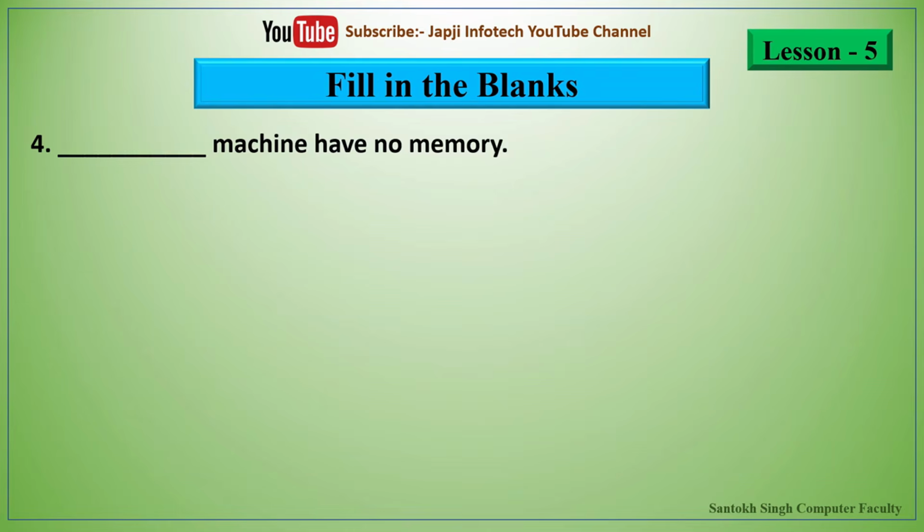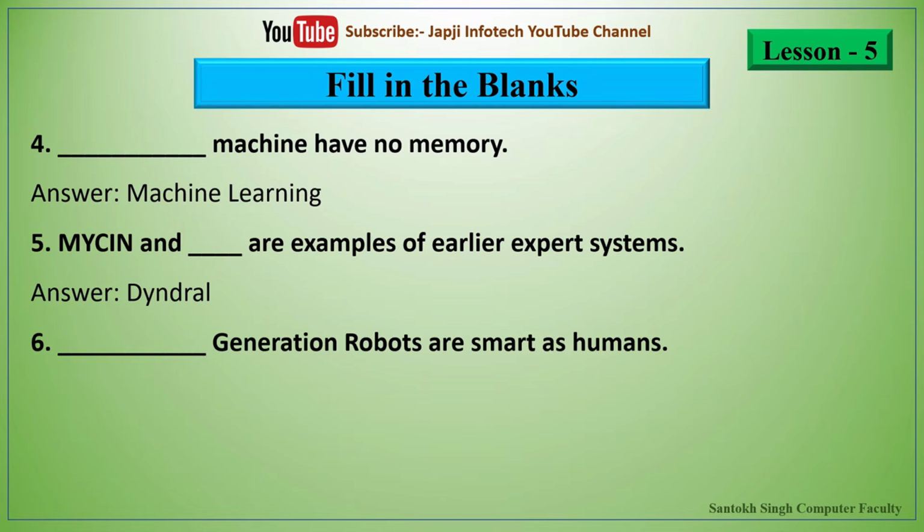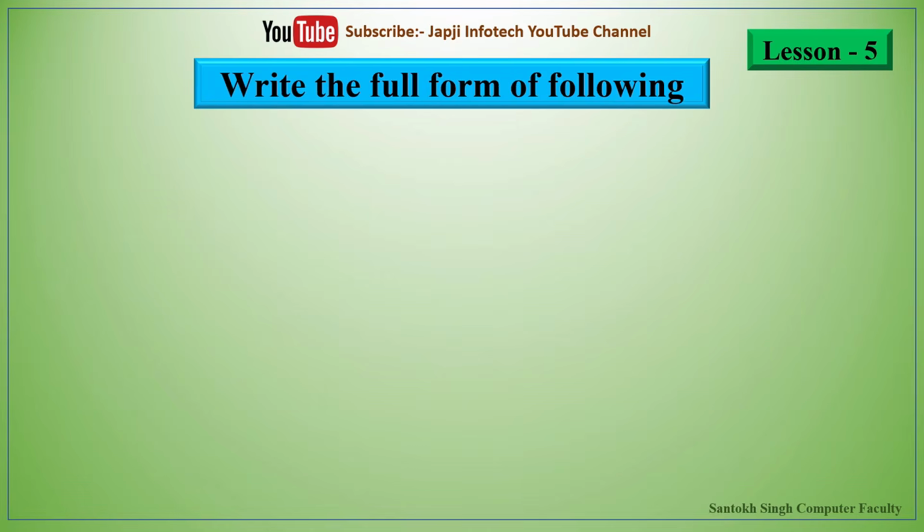And the fourth one is: dash machines have no memory. And the right answer is: reactive machines have no memory. The fifth one is: Mycin and dash are examples of earlier expert systems. And the answer is: Mycin and Dendral are examples of earlier expert systems. The sixth one is: dash generation robots are as smart as humans. And the right answer is: fourth generation robots are as smart as humans.